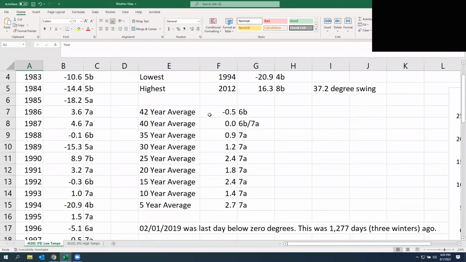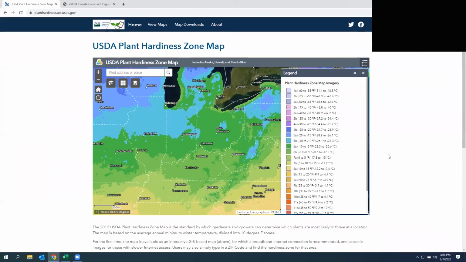And then what I did here is just show me the averages over, okay, all 42 years, and then 40, 35, 30, 25, just to see where things are trending. And as we see, over all 42 years, the average annual lowest temperature in Cincinnati was negative 0.5, which is a 6B winter. Over 40 years, it's 0.0, which again, it's like, are we 6B, 7A, what is it? 35 years, 0.9. 30 years, which if you recall, is what this goes by.